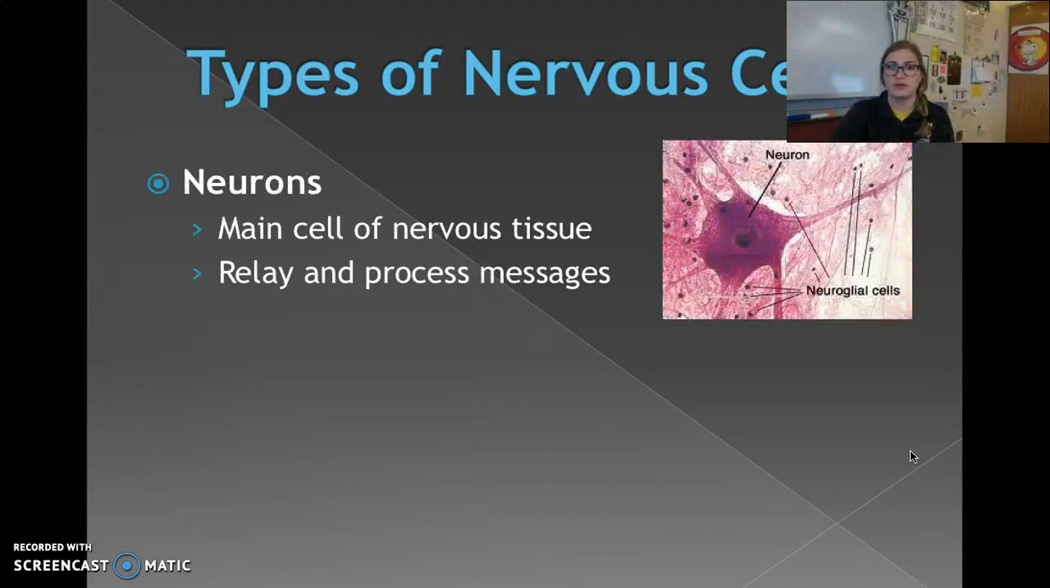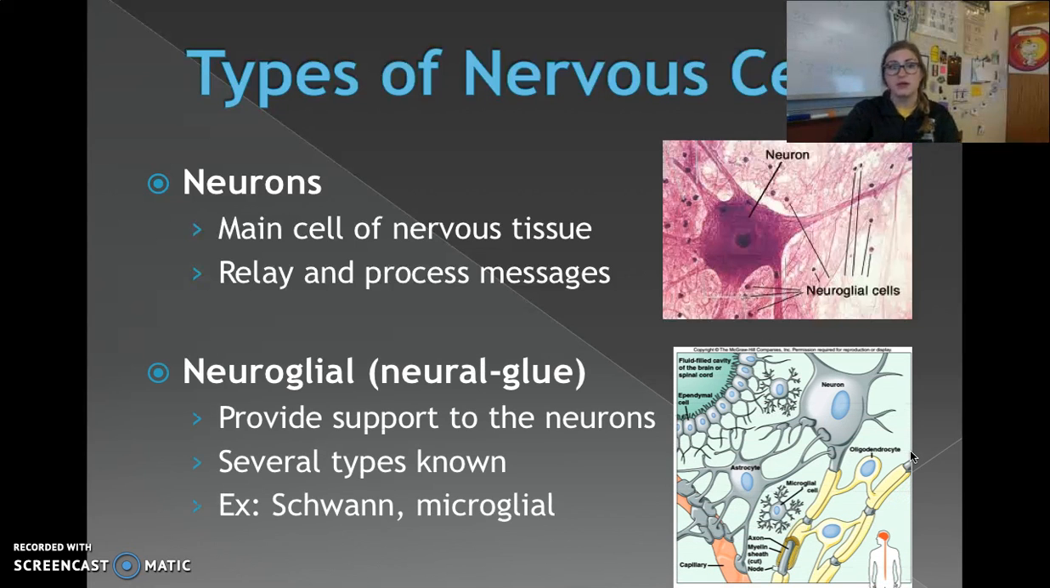So, types of nervous system cells. The first one is a neuron. This is the main type of cell within the nervous system. It is what relays and processes the messages. This is what is going to send the signal, whereas the neuroglial cells, I like to think about them as the neural glue. They provide support to the neurons, they feed and nourish the neurons. If a neuron is damaged in one way or another, they can fix them. So in this unit, we are going to be going into depth about what a neuroglial cell is.